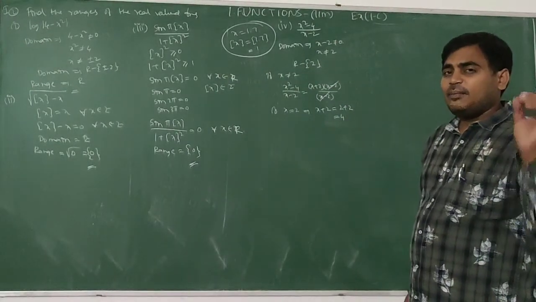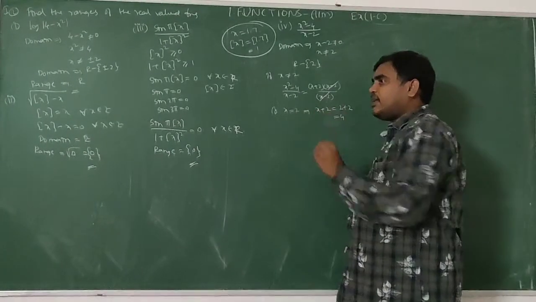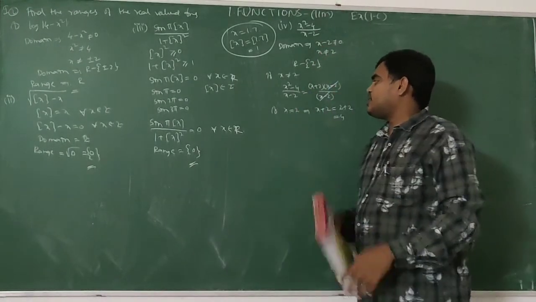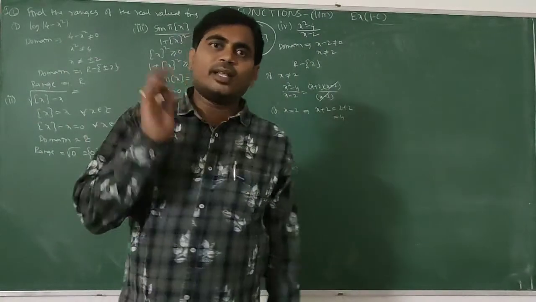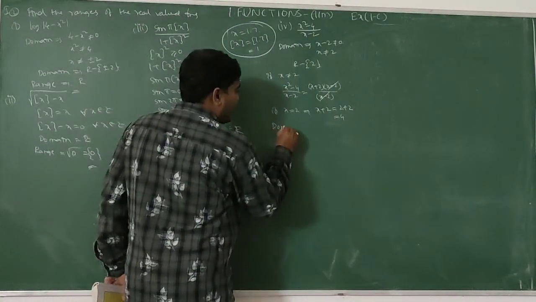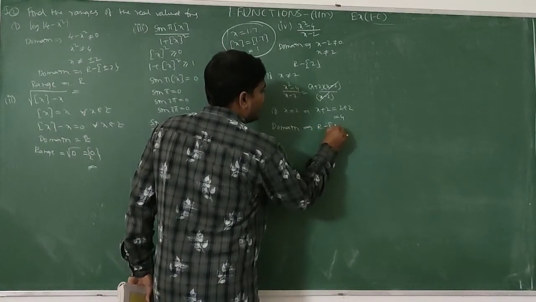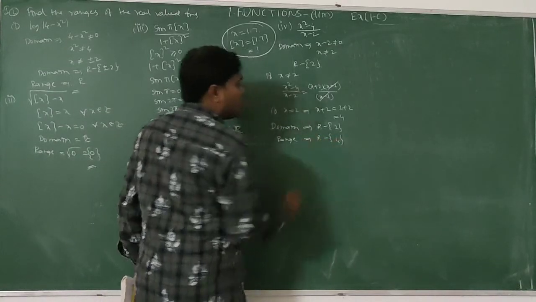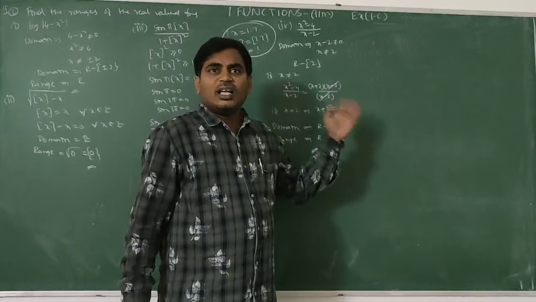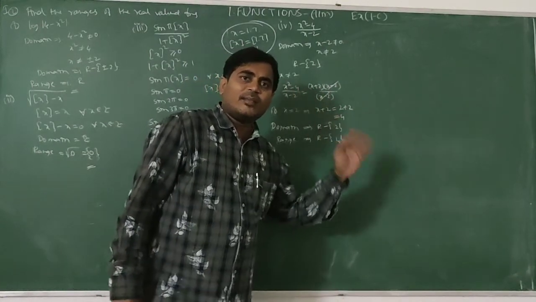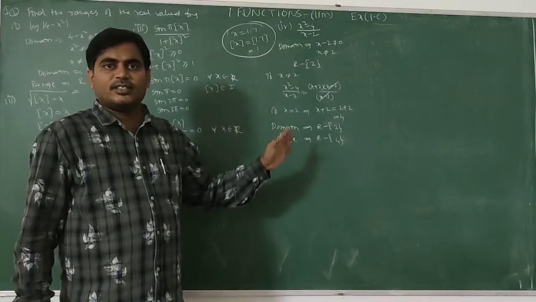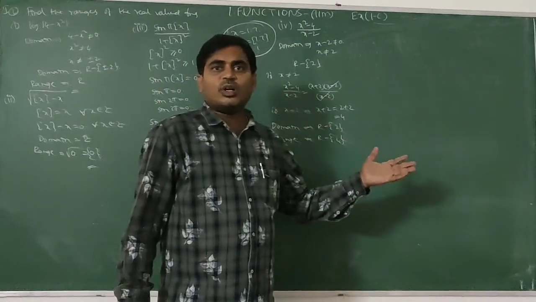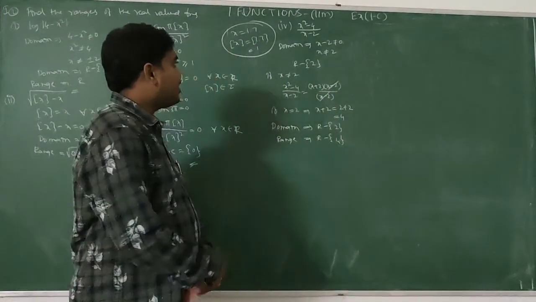If the image of 2 existed, it would be equal to 4. But at x equal to 2, the function does not exist. So the image of 2 also does not exist. So domain R minus set of 2, range R minus set of 4. So 2 is a non-element in the domain, so the image of 2, which is 4, is not an element in the range. If 2 were an element, then its image would be 4. So 4 is also not an element in the range.